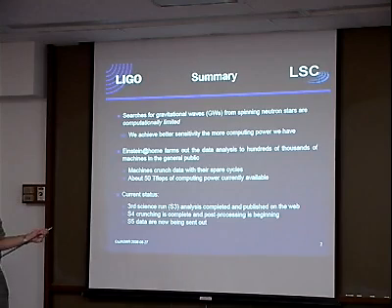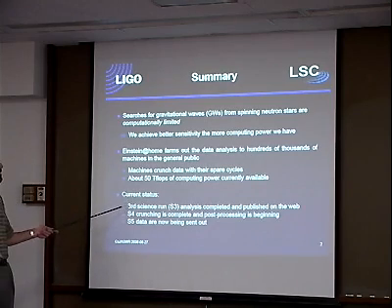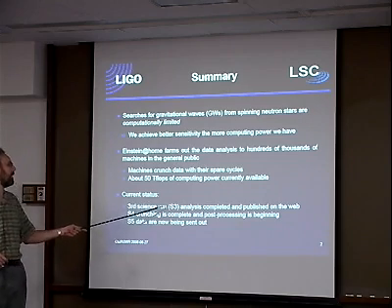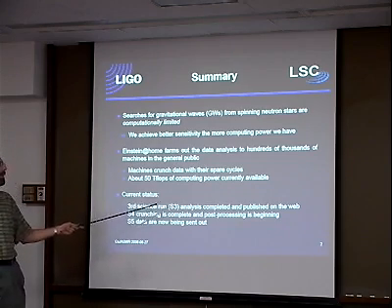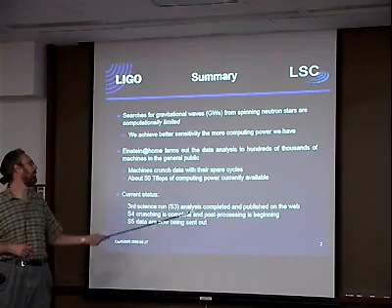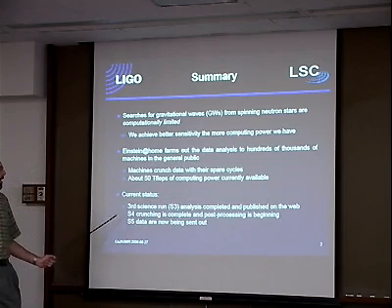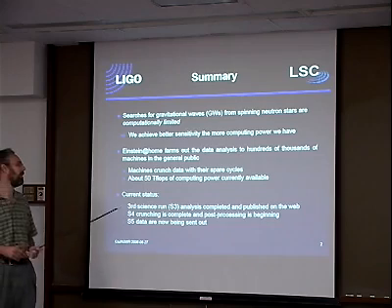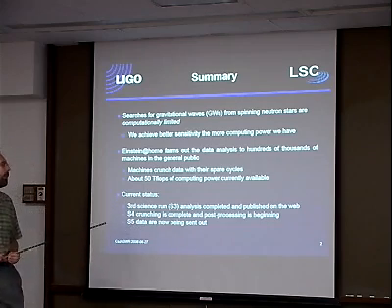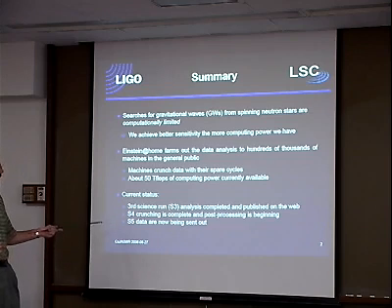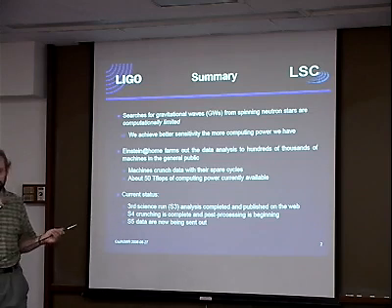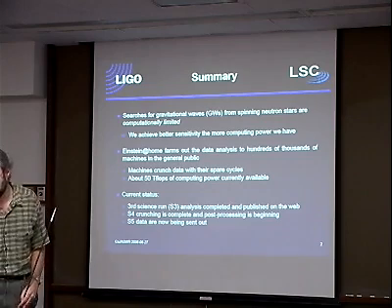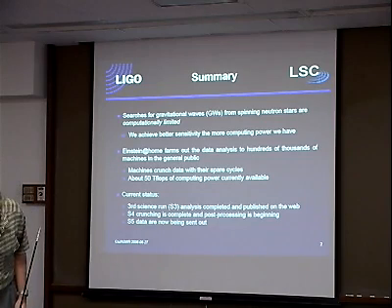The current status of Einstein at home is that the analysis of LIGO's third science run, S3, is being completed and published on the web. The actual crunching in public of the S4 science run is complete, and we're starting to do the post-processing. And data from the fifth science run is currently being sent out to the machines in the public.